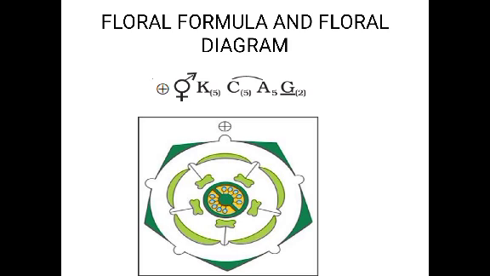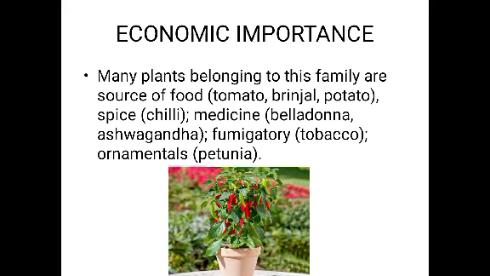Okay, then gynoecium, you can see G, how many are there? 2 are there, 2 carpels are there, they are united, 2 carpels are united, that's why in bracket. And below the G one line is there, it shows it is a superior ovary. Okay, now next is the family Liliaceae. Before going into the family Liliaceae, we can see the economic importance.